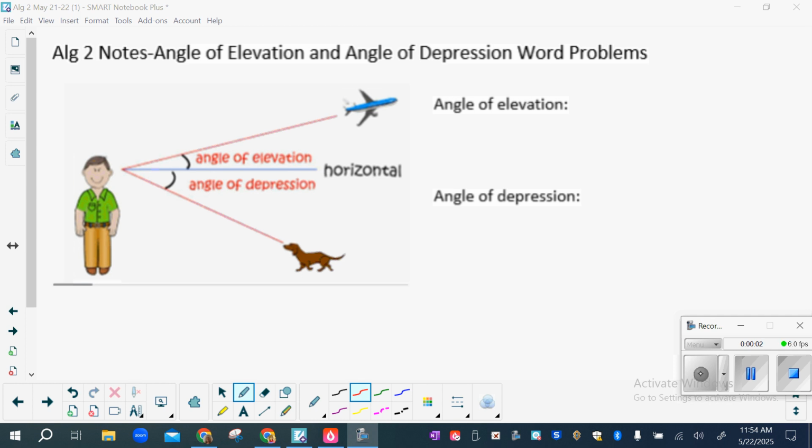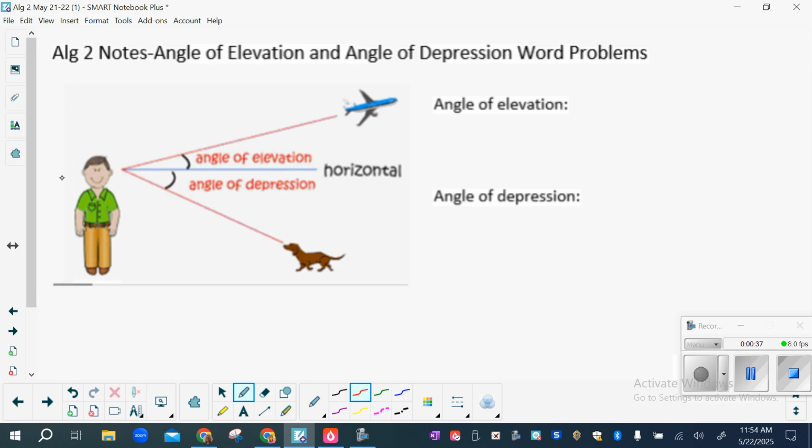Here's the horizontal. This is a horizontal line. It's always with the horizontal. So if that person is looking up, say to an airplane, for example, that would be an angle of elevation. If the person is looking down, say at a dog, that would be an angle of depression. Okay, so it's always with the horizontal though.